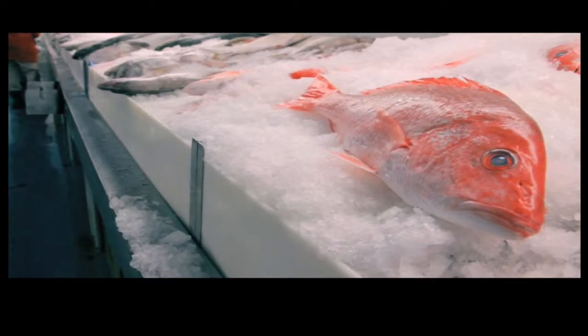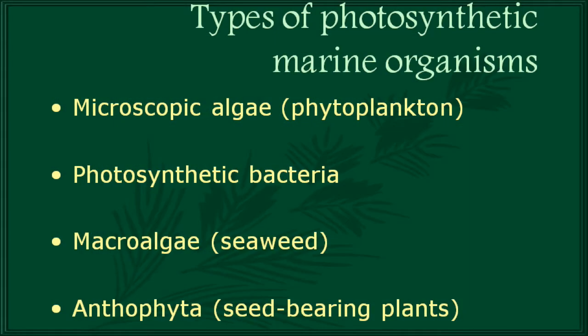So we'll go into more specifics about those types of photosynthetic marine organisms. The 4 main ones are your microscopic algae or microalgae, also called the phytoplankton. And then you also have the photosynthetic bacteria, and you have your larger macroalgae, also called the seaweed.